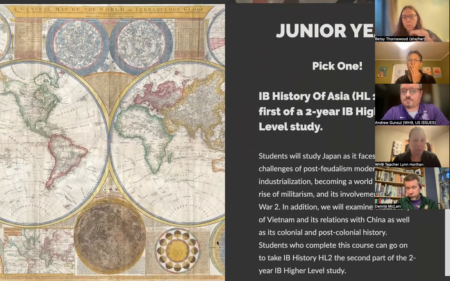From those two required courses, junior year opens up the world for students. There are 3 options that students can have. The first is an IB History of Asia course, the first year. And Mr. Brown is the teacher of that. I'm going to turn it over to you to give a little shout out about what History of Asia is like.